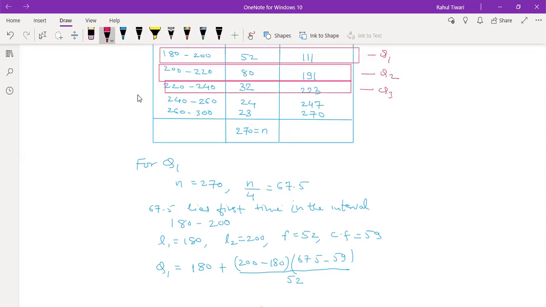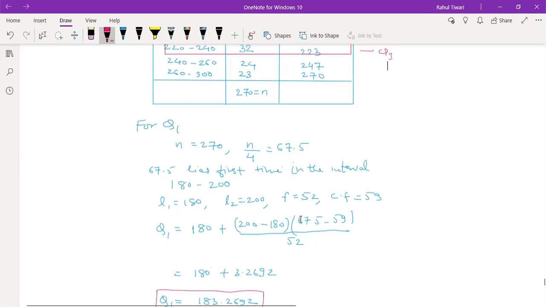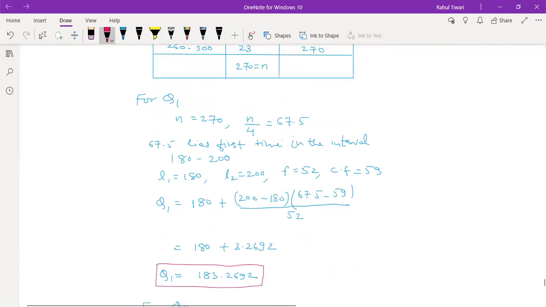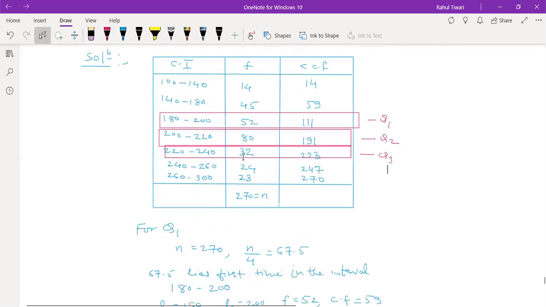Yes, anyone? I found Q3 by calculation like this. So is my answer right or wrong? How do we identify?